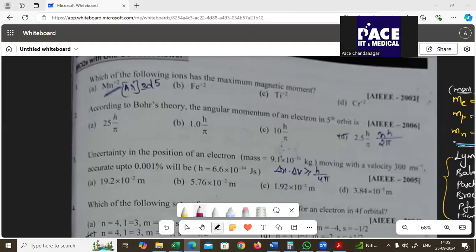Which of the following ions have the maximum magnetic moment? What do you mean by magnetic moment? Under root n into n plus 2. Please write it down in your book as well. Under root n into n plus 2 is the magnetic moment, which is considered to be your mu, where n stands for the number of unpaired electrons. And what are the unpaired electrons?